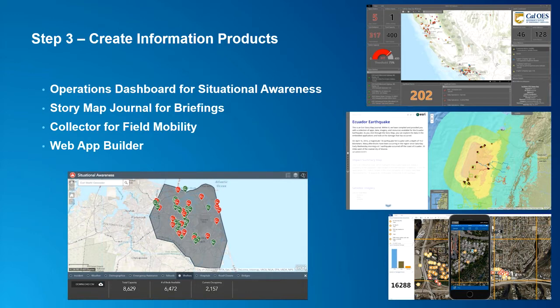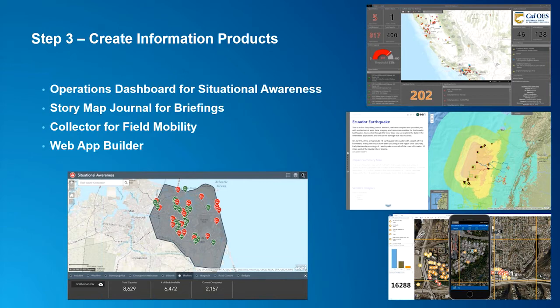So the operations dashboard, for example, for situation awareness, as an example in the upper right there from CalOES, something that you'd have up in your command center, visible at all times, to display current information, not only in map form but in report form with charts and widgets and that type of thing. So we find that very valuable for folks. Or using the story map journal for briefing purposes.